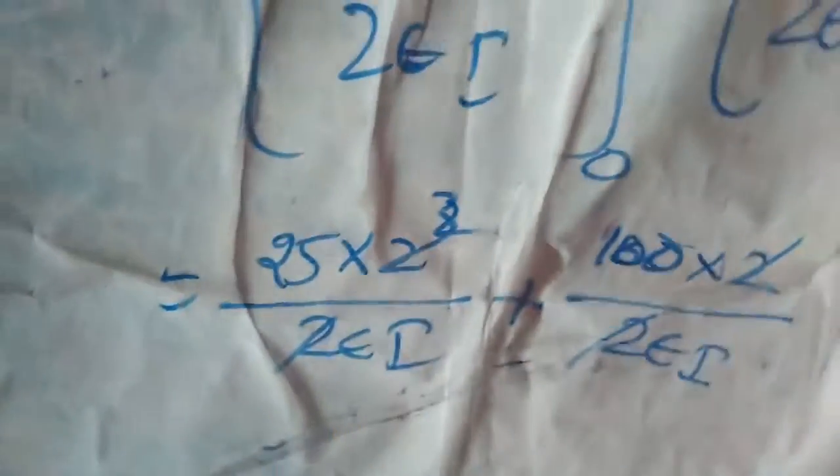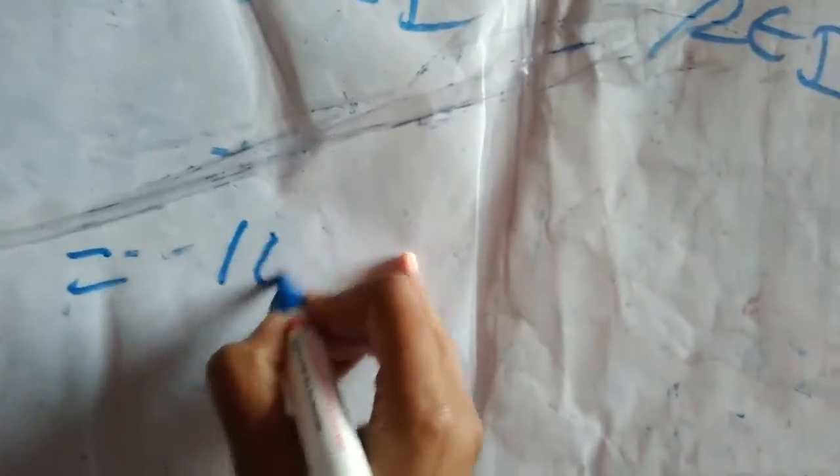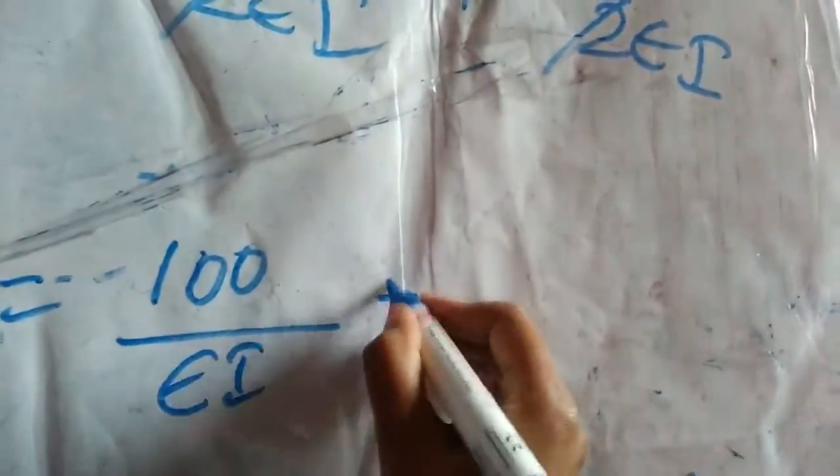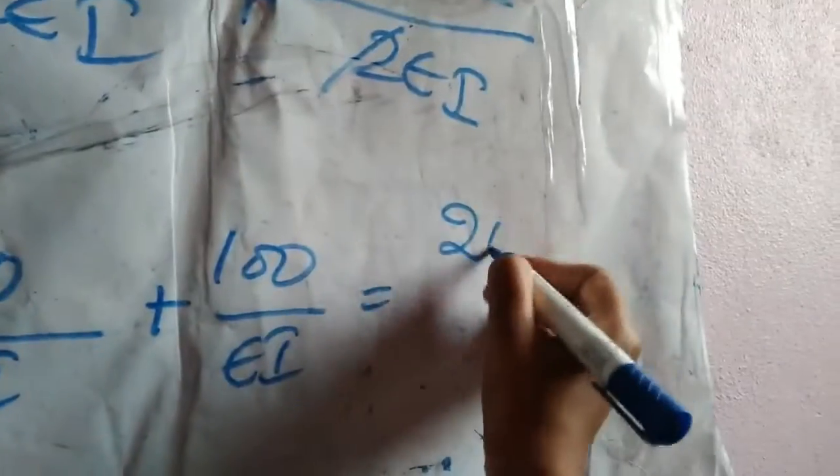Simply you can simplify this: 2 to the 4, so it will be 125 into 4 by 100 EI plus 100 EI. It will be 200 by EI. So here we got the strain energy value as 200 by EI. This is your strain energy.